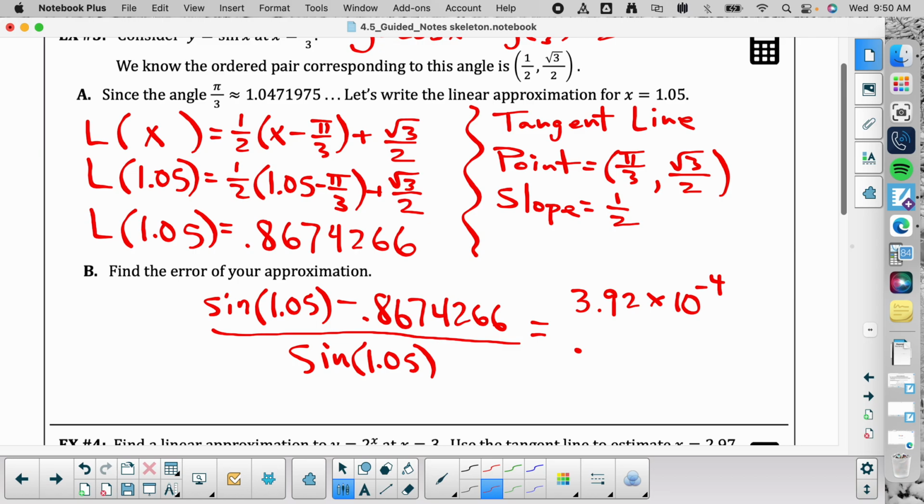So 3 zeros, 392. And if we want this as a percentage, this apparently would be 0.0392%.